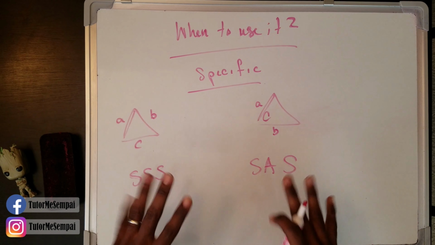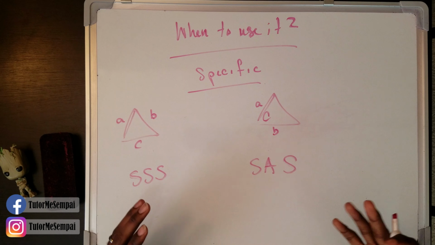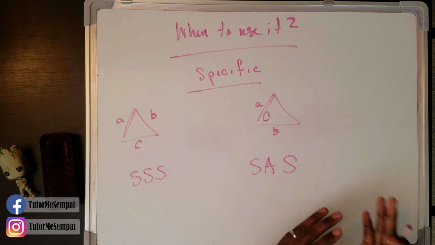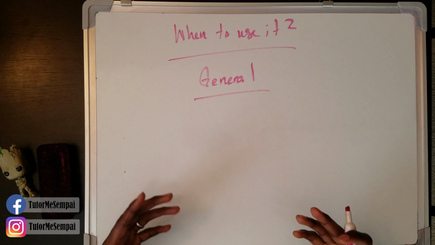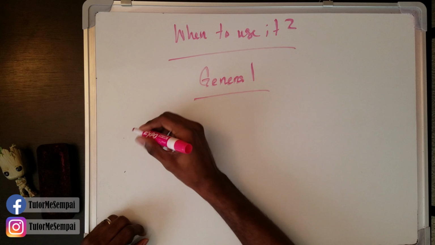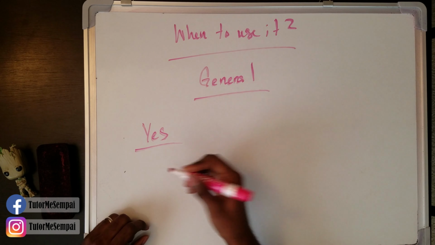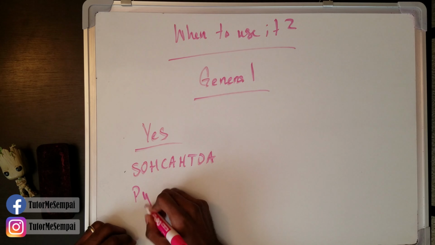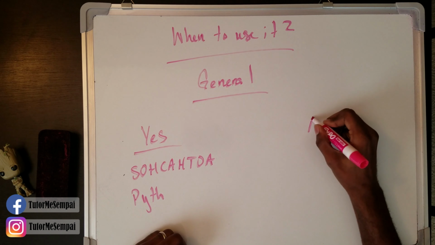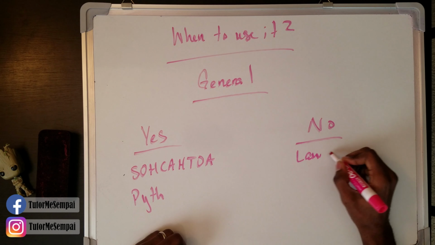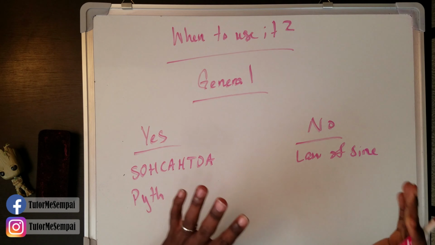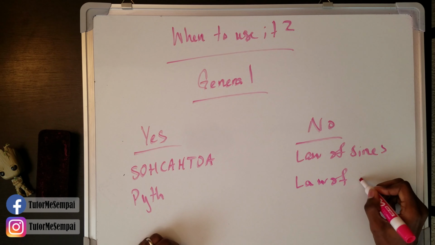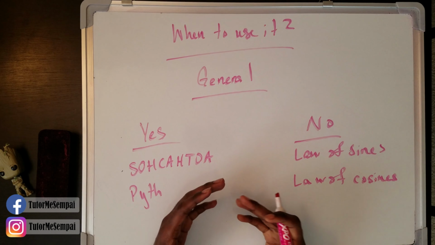But let's talk about more in general, because there was one question that we had to ask during the law of sines that we haven't asked for the law of cosines. And that question was, do you have a right triangle? And if you recall, if you answered yes to that, I said you're most likely going to be using SOHCAHTOA or the Pythagorean theorem. And if you said no, I said you're most likely going to be using the law of sines, or they call it the sine rule as well, or the law of cosines. Now, the law of cosines is also known as the cosine rule.